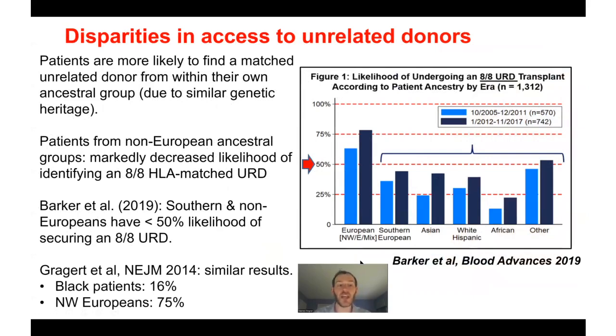Now, patients are more likely to find a fully matched unrelated donor from within their own ancestral group due to similar genetic heritage. But patients from non-European ancestral groups face markedly decreased likelihood of identifying a fully matched unrelated donor. You can see in the graph on the right data from Sloan Kettering, which is the center where I work, showing that both people from Southern European ancestries and from non-European ancestries have a less than 50% likelihood of securing an 8/8 matched unrelated donor, and this isn't improving over time. And a landmark study from Gragert et al. in the New England Journal of Medicine in 2014 found similar results, where Black patients had as low as a 16% chance of finding a fully matched unrelated donor, compared to an over 75% chance for patients of Northwest European ancestry.